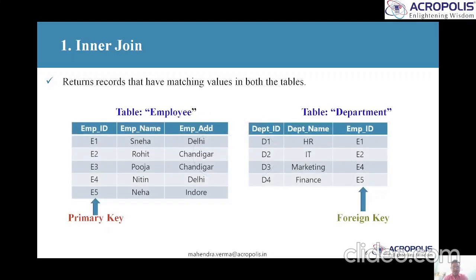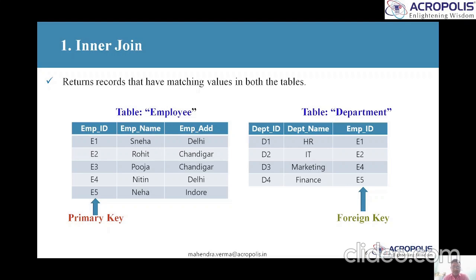Here we are having two tables, employee table and department table. You can observe that in the employee table we are having employee ID, employee name and employee address as the columns, and the employee ID is the primary key in the employee table, whereas in the department table we are having department ID, department name and employee ID, where the employee ID is the foreign key, and we want to join both tables with the help of inner join.